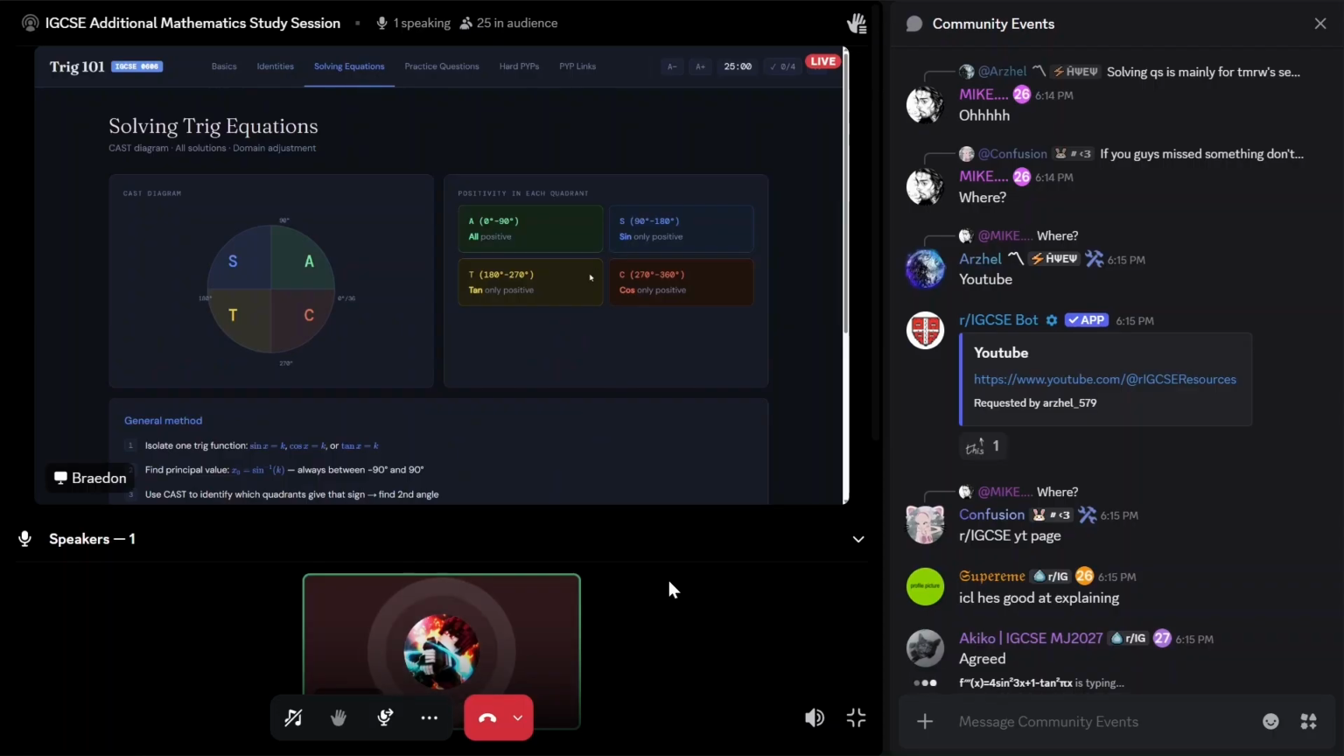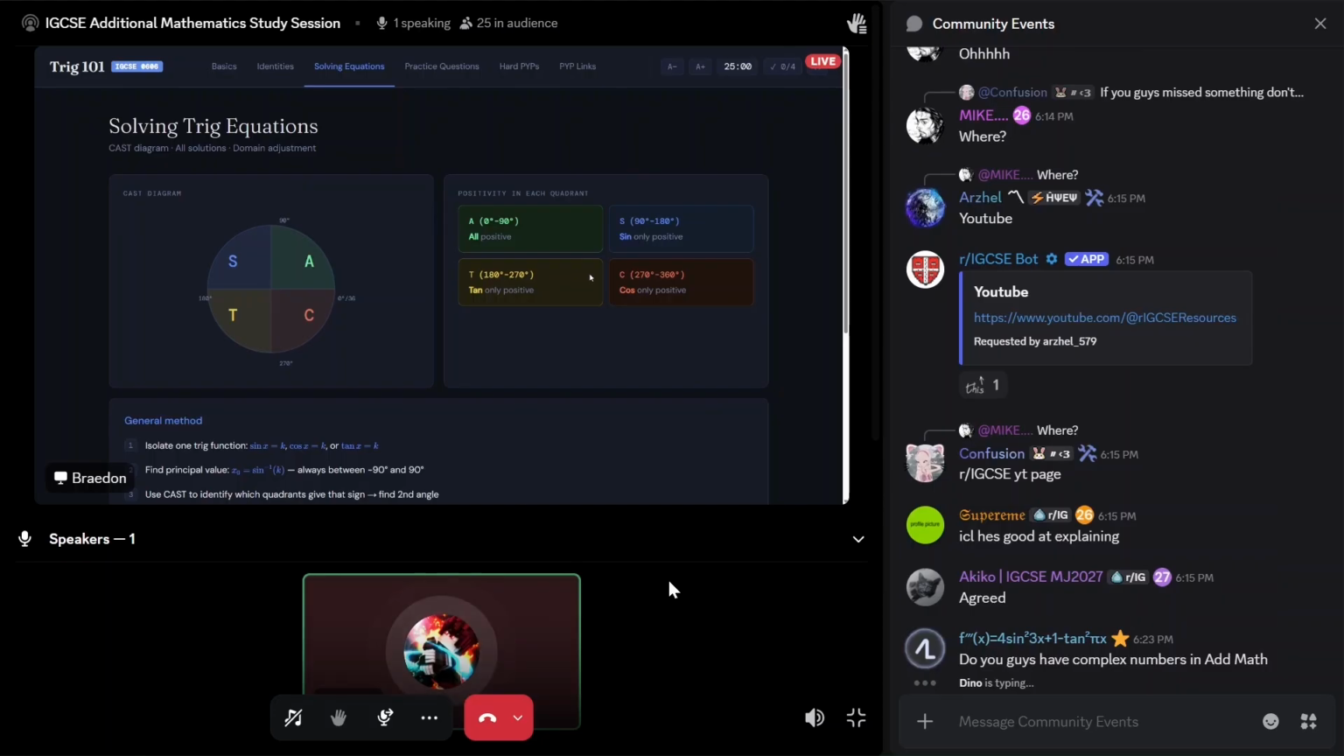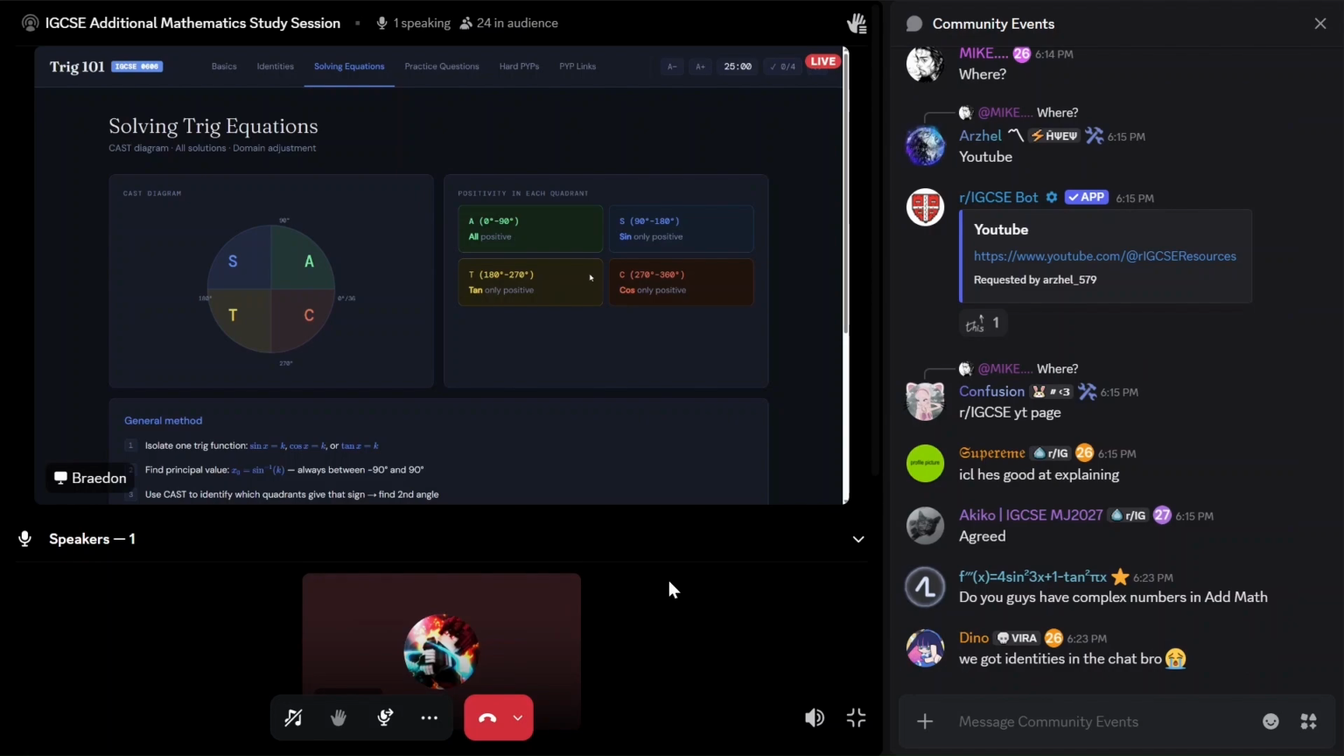But next, solving equations. You need more attention to detail because this is a bit more complicated, I would say. It's called a CAST diagram, but I usually call it ASTC. How you remember it is that it's a circle. What's a circle like? It's like a clock.